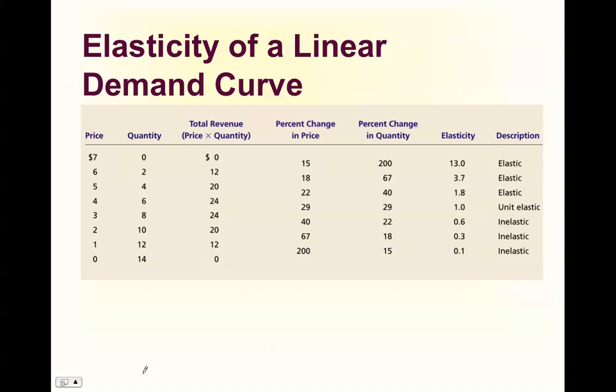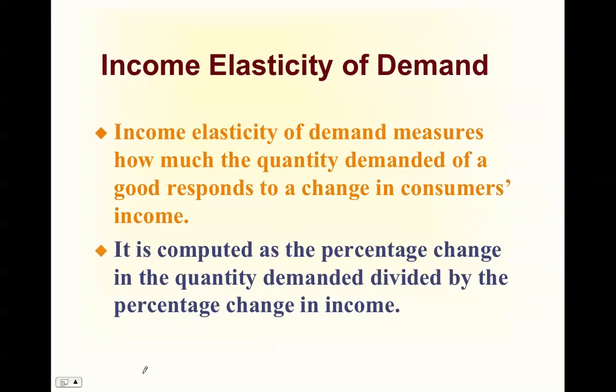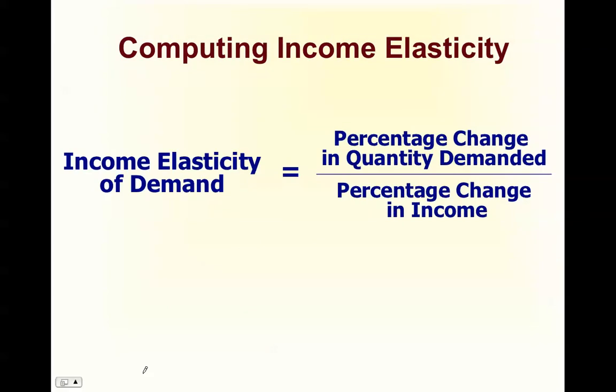All right, on to the last two measures of elasticity. Income elasticity of demand is another type of elasticity with respect to income. Income elasticity of demand measures how much the quantity demanded of a good responds to a change in consumers' income. It is computed as the percent change in the quantity demanded divided by the percent change in income. So income is our independent variable here, not price. Computing income elasticity, it's the percent change in quantity demanded over the percent change in income.